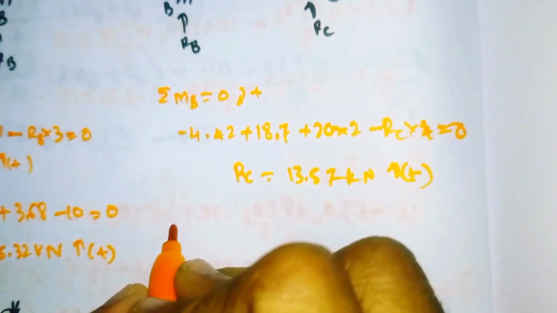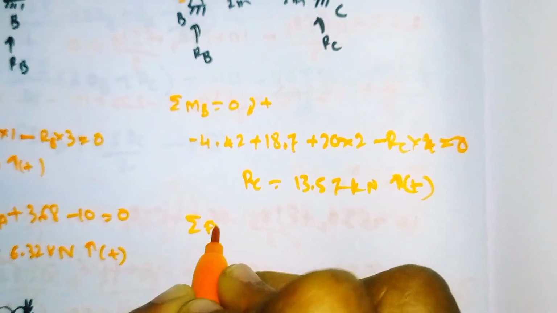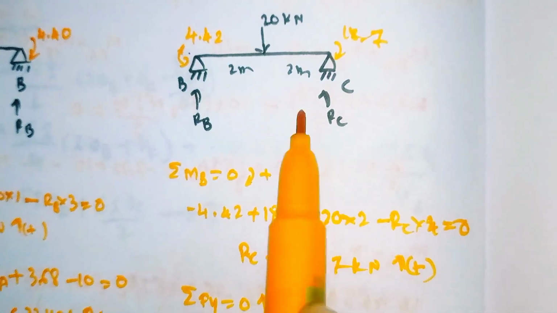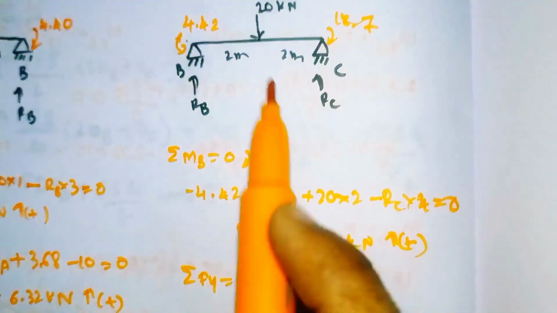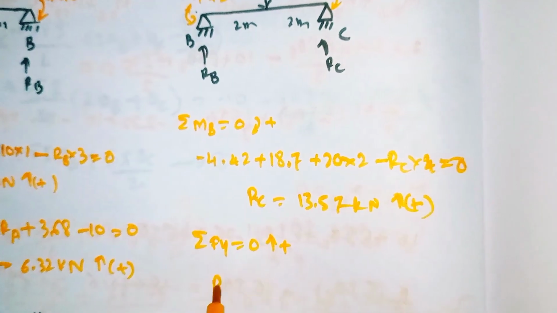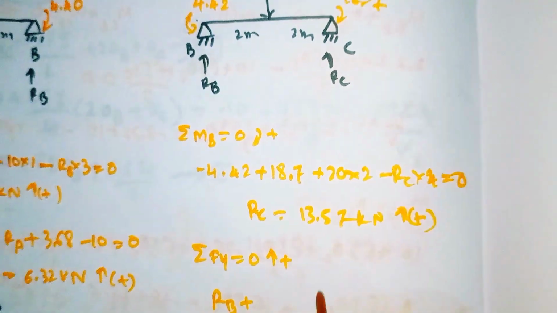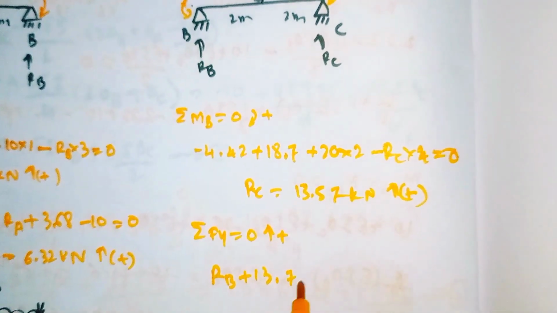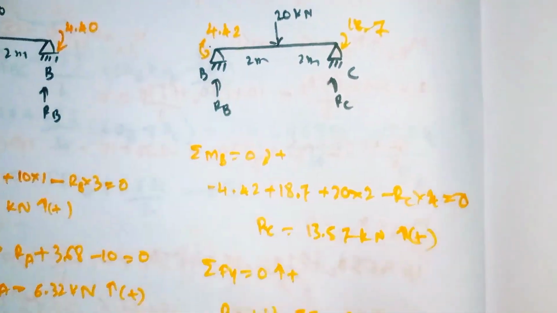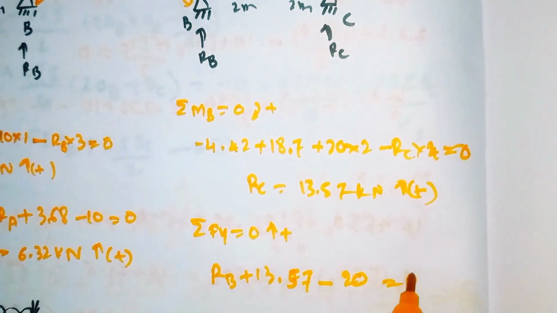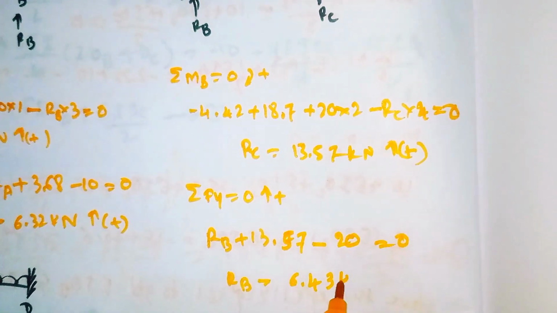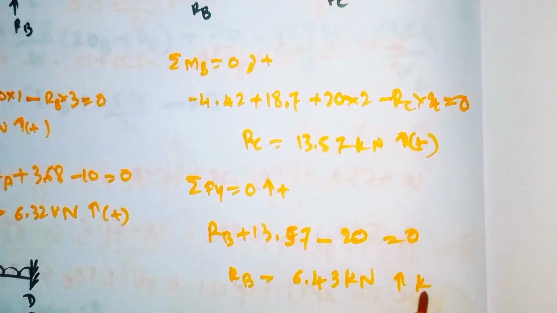Now to find out RB, summation of all the vertical force is equal to 0, upward positive. Here RB and RC are moving upward and the point load is moving downward, so it is negative, and RB and RC take the positive. So RB plus RC value we got was 13.57, minus 20 is equal to 0. So the RB value will come out as 6.43 kilonewton. It is also positive.